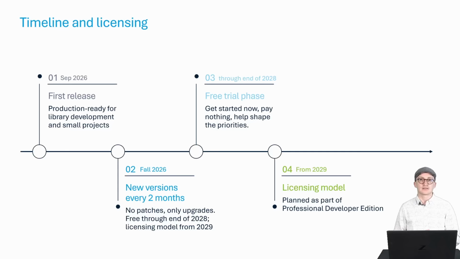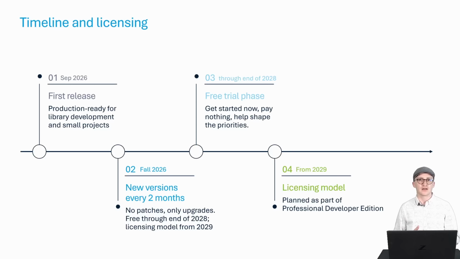Through the end of 2028, CODESYS 4 is free of charge. From 2029 at the earliest, a paid licensing model will apply, most likely as part of the Professional Developer Edition, which already targets library development and CI/CD integration for teams. So if you are considering when to get started, there is no financial barrier for the foreseeable future. And those who adopt early have a direct opportunity to influence our development priorities. Your feedback shapes what we build next, and the earlier you are involved, the more impact you have.